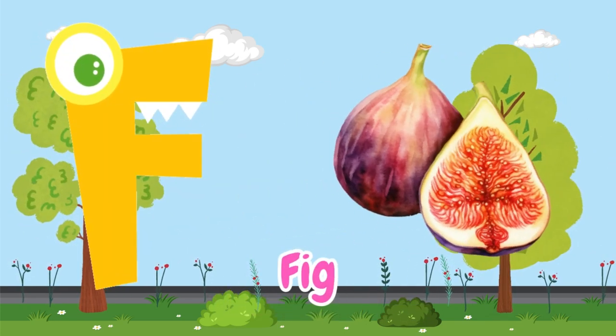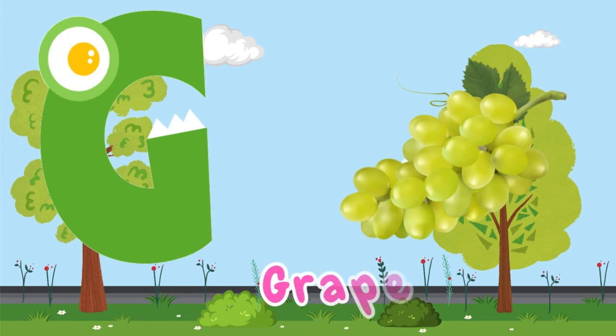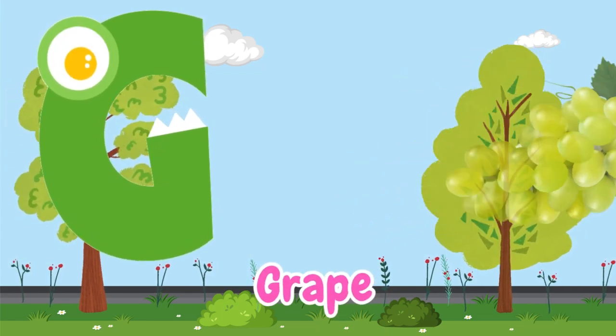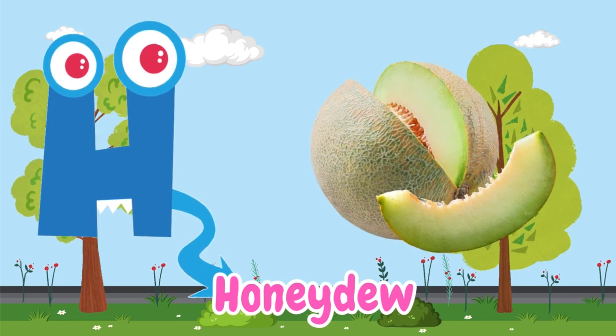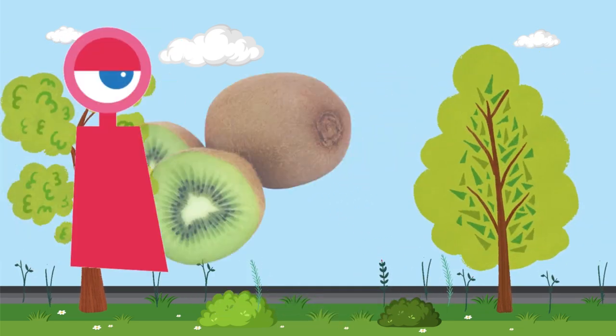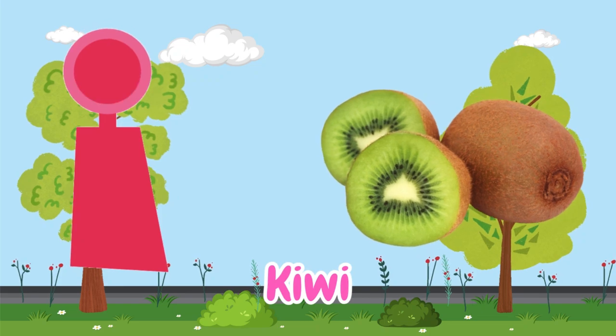F is for fig. F, fig. G is for grape. G, grape. H is for honeydew. H, honeydew. I is for kiwi. Kiwi.